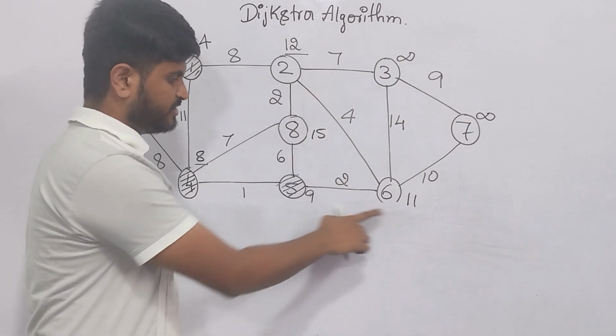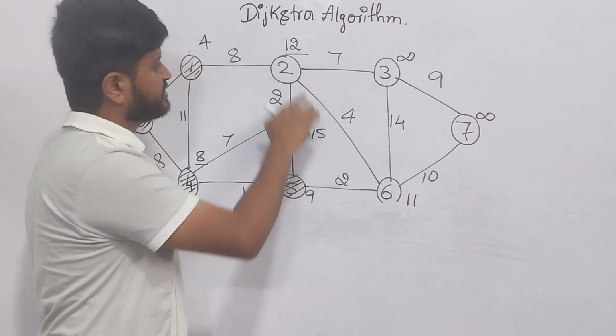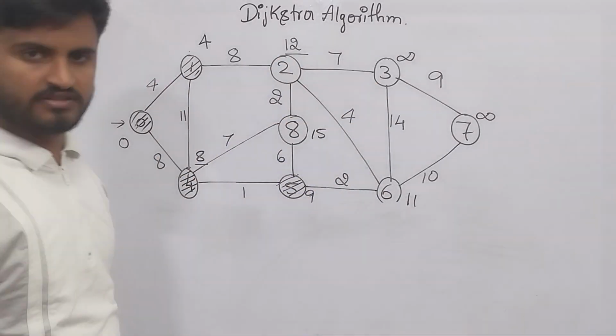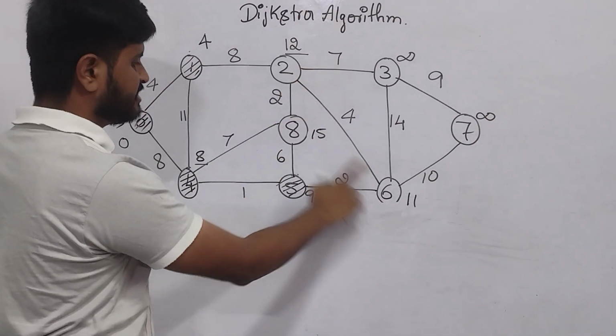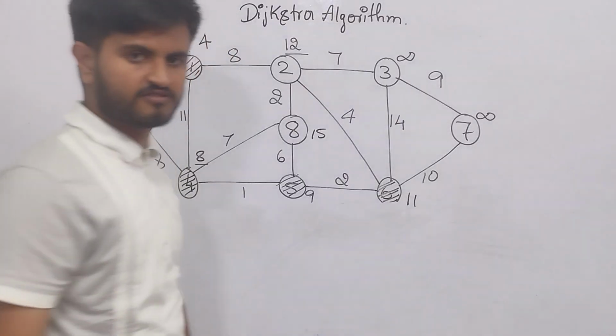Now I know the value of the 6th node, that is 11. Now I know the value of the 8th node, that is 15, and the second node, 12. All others are infinity and these are traversed. Now among 12, 15, 11, which is the smallest value? 11. So I will traverse from the 6th node.